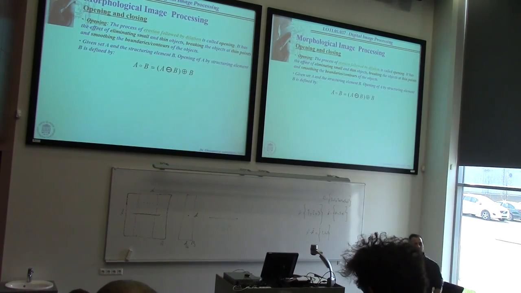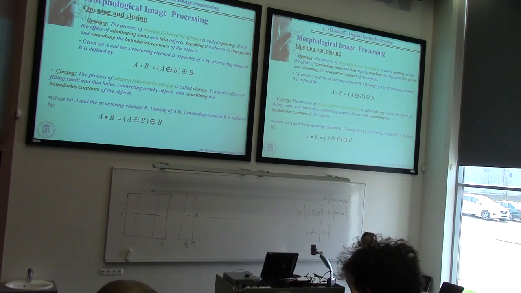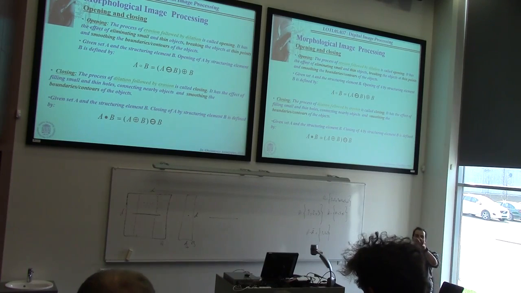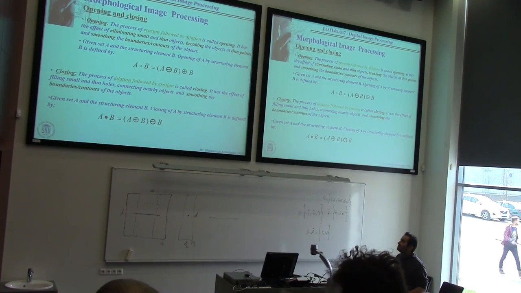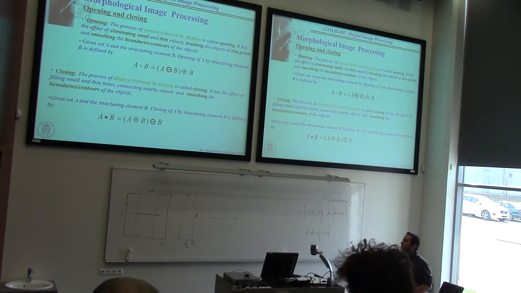We call this operation opening. What's the opening? Erosion, then dilation. It means that first we have to find the erosion of the image by using the structural element, and after that apply the dilation on the result. Like this, you can show the opening operation by this sign. It means the erosion, then the dilation of B by the result of the erosion.